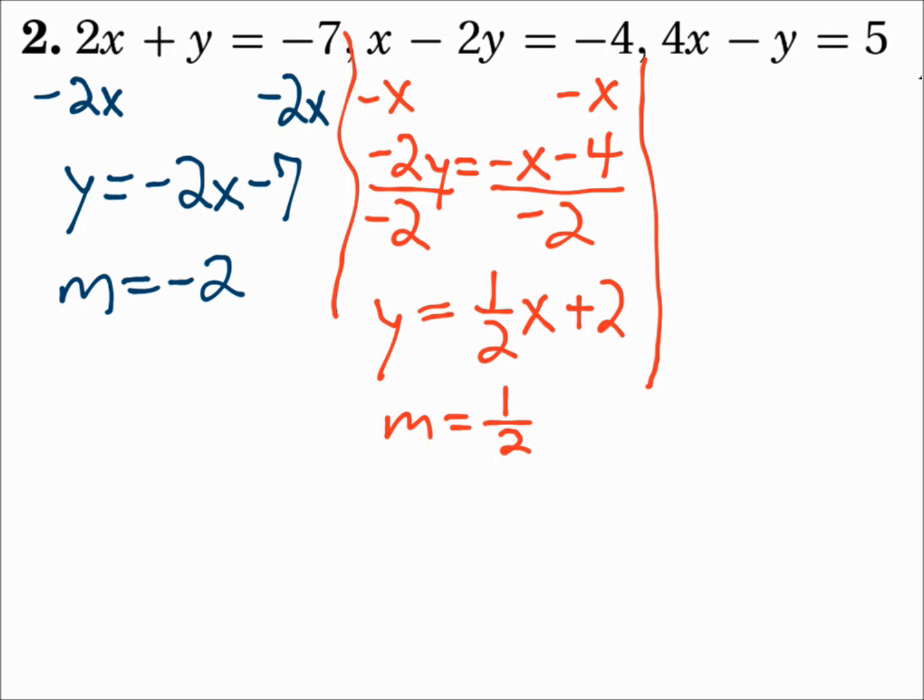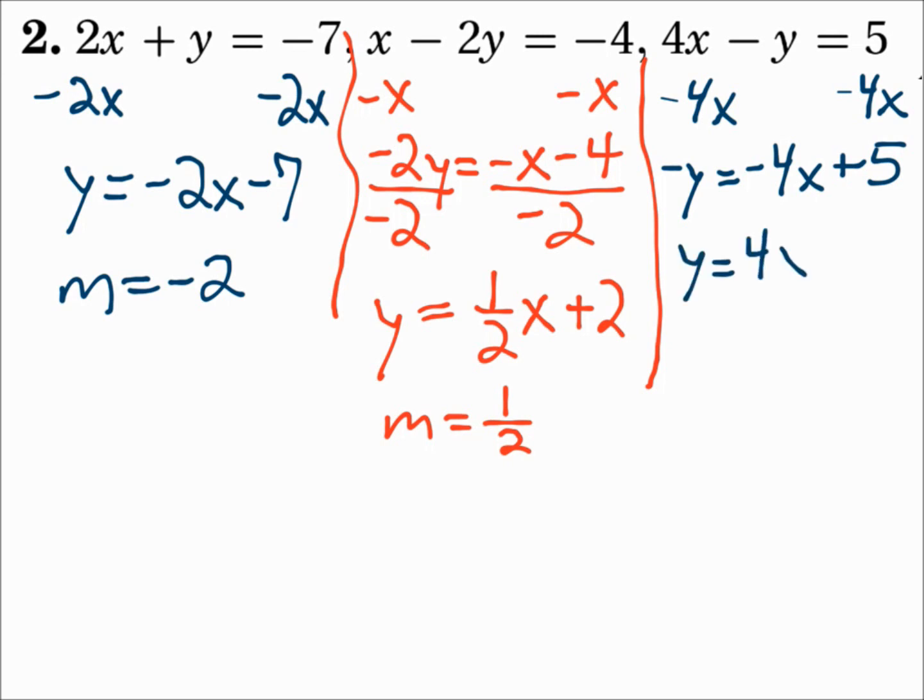Solve the last one for y. Subtract 4x from each side, and multiply both sides by -1. Y equals 4x minus 5. And on that one, the slope is 4.